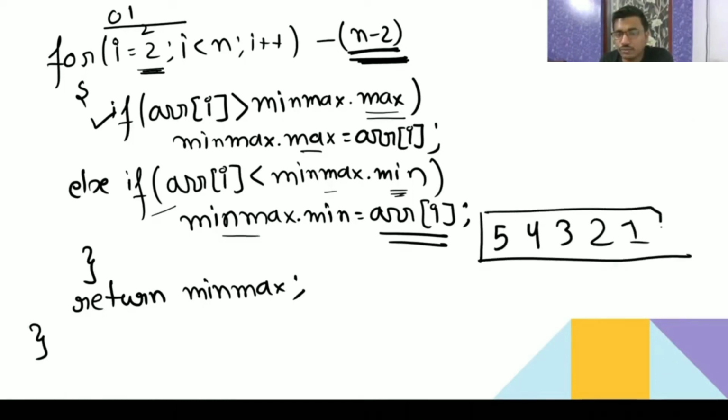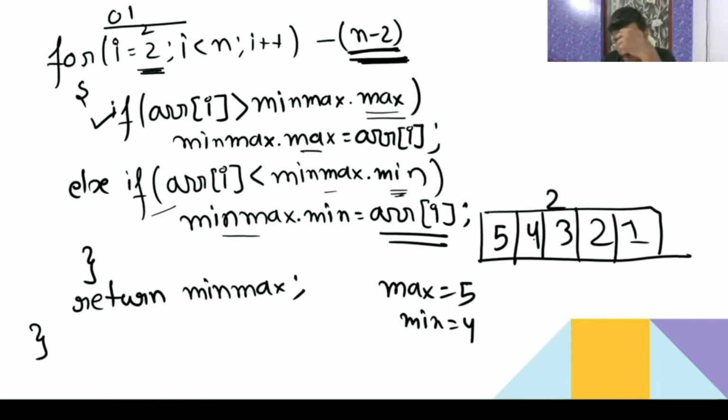Between the first two elements, you find the max and min. So max is going to be 5, and min is going to be 4. Now from index 2 you start. Is 3 greater than max? No, it is not greater. Then again you do one more comparison, the else if: is 3 smaller than 4? Yes, then min becomes 3. Now increase i. Is 2 greater than max? No. Then again else if, is it smaller? Yes. Then 1 is not greater than max, so again else if, is it smaller? Yes. This is the worst case.